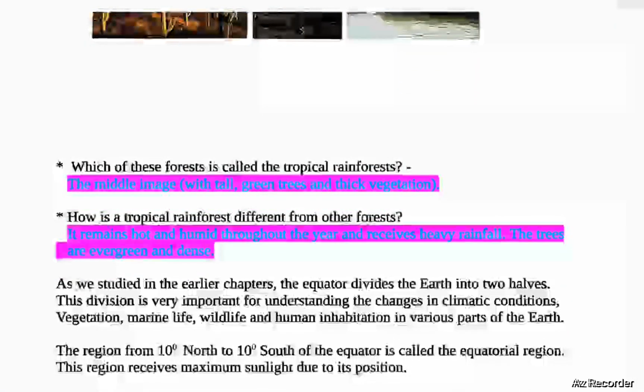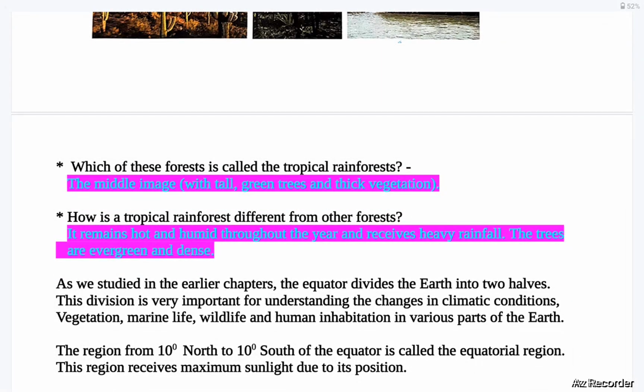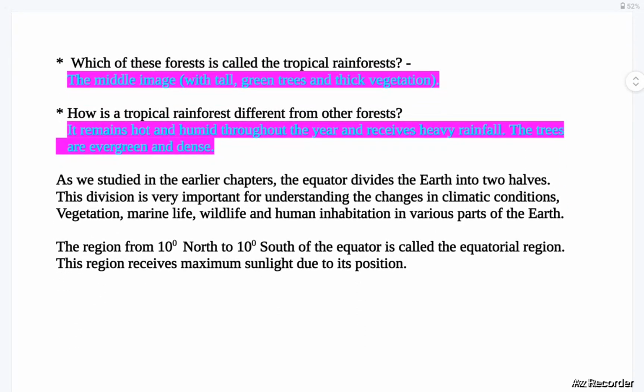Next question is, how is a tropical rainforest different from other forests? The answer is, it remains hot and humid throughout the year and receives heavy rainfall. The trees are evergreen and dense.